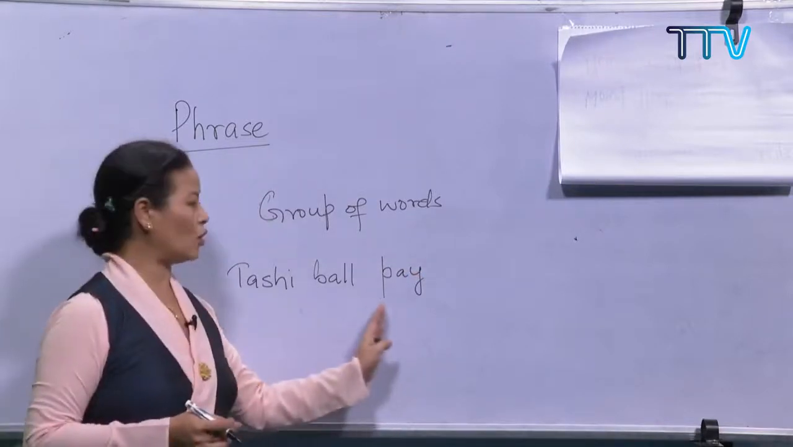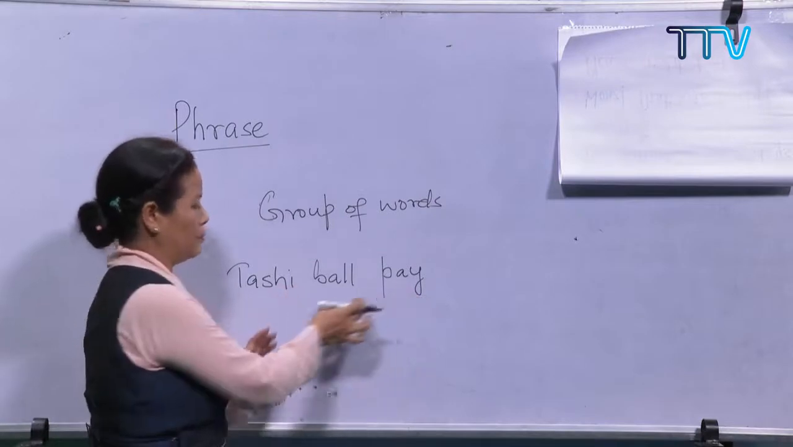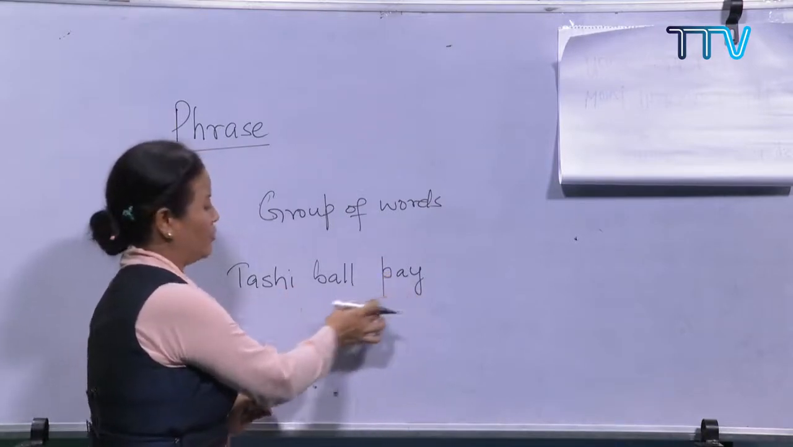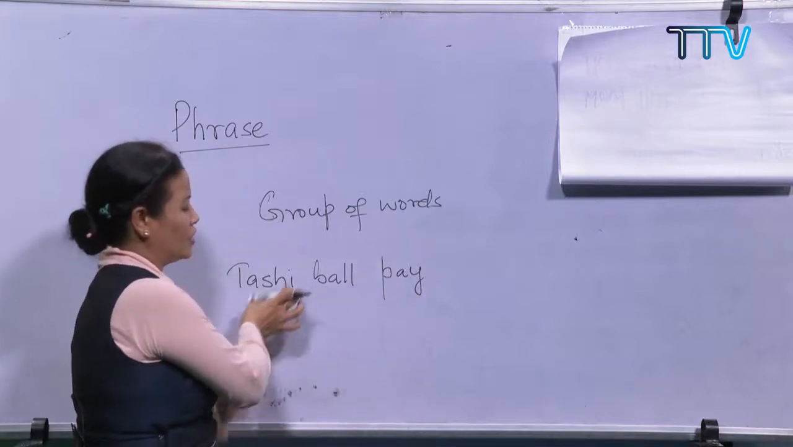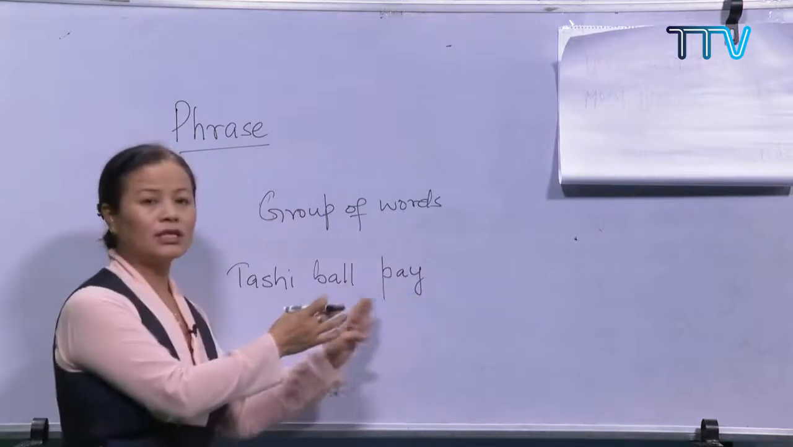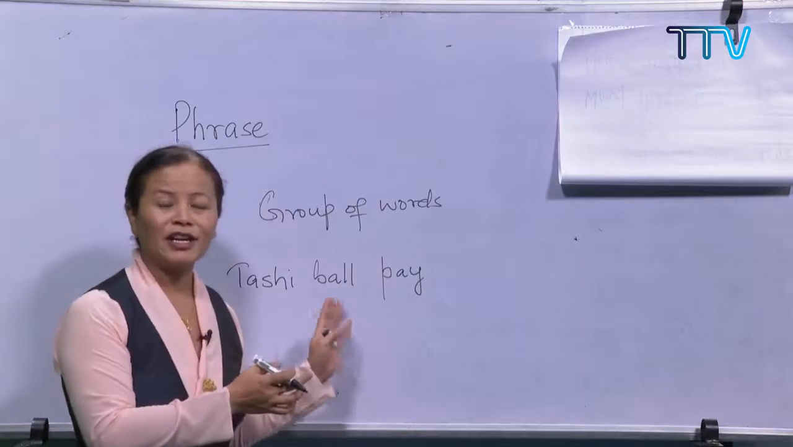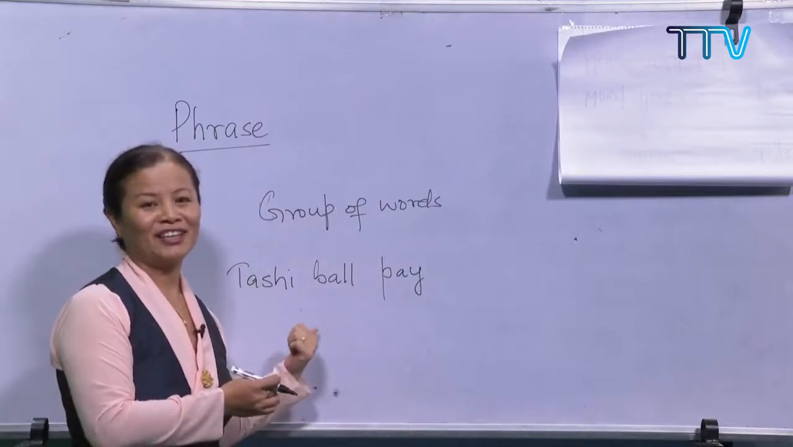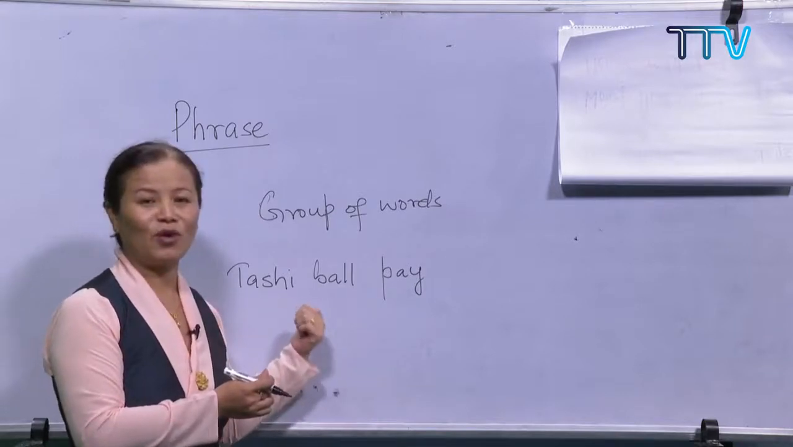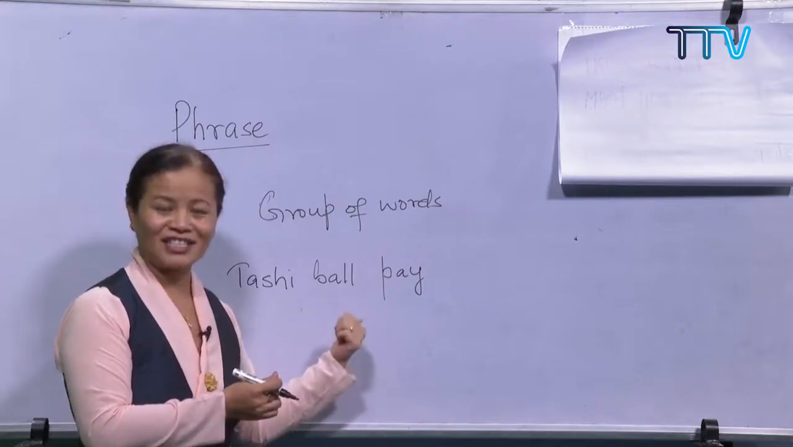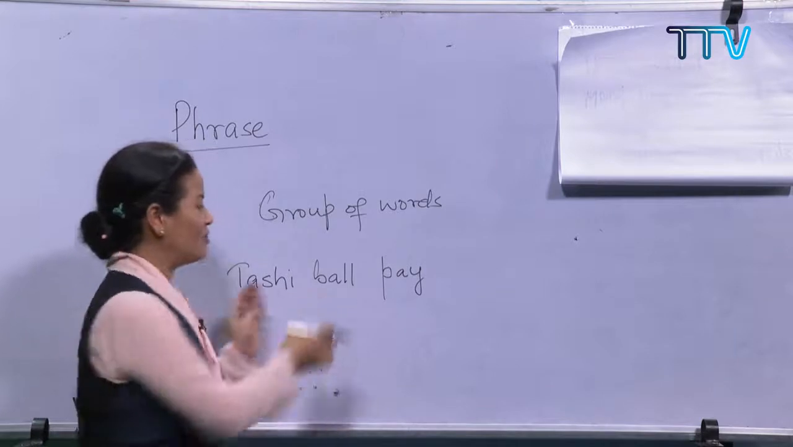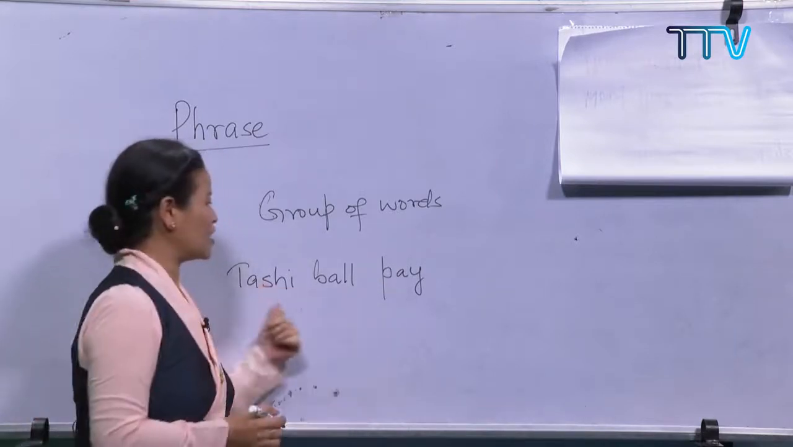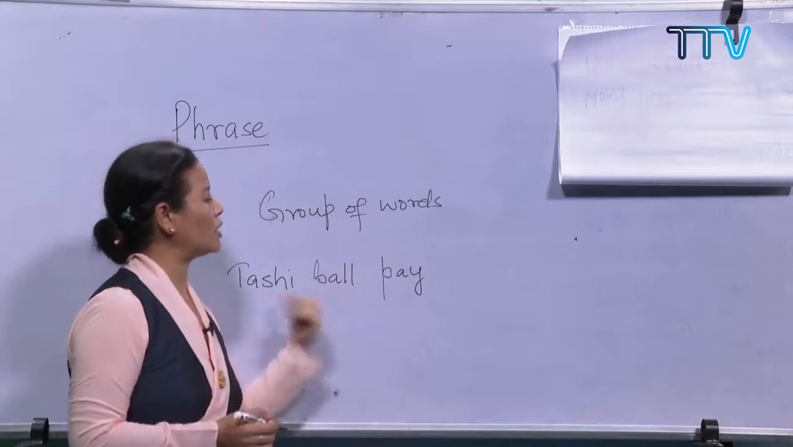Tashi, ball, play. We have the word pay. This is not play. I have written pay, right? P-A-Y. Ball, Tashi. Tashi, ball, pay. So this is a group of words, right? But do you think this is a phrase? What do you think? Is this a phrase? Tashi, ball, pay. Of course not, because these words are not related, right? Tashi, ball, pay, they do not convey anything.